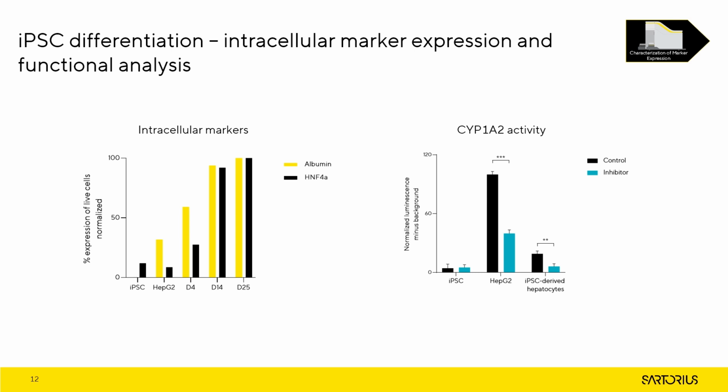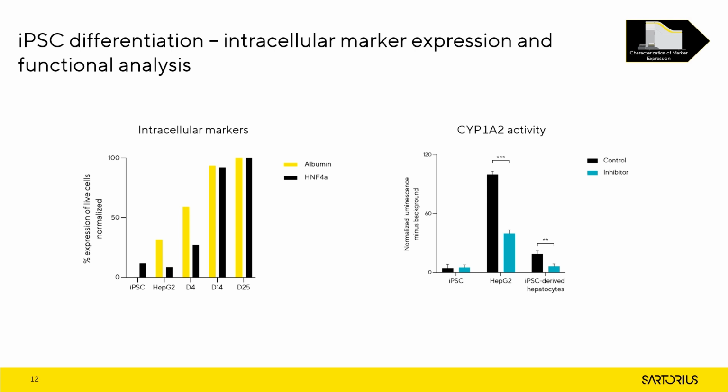As the data shows, iPSCs have very little to no expression of either marker. But as the cells are differentiated towards the hepatic lineage, there is an increase in expression of both hepatocyte markers to a maximum expression level at day 25. This expression is higher than that found in the control liver-like cells, HepG2.